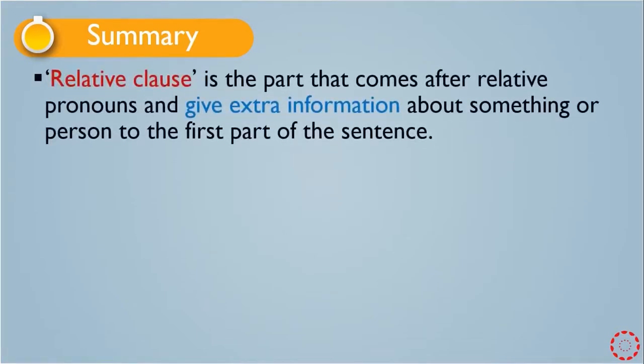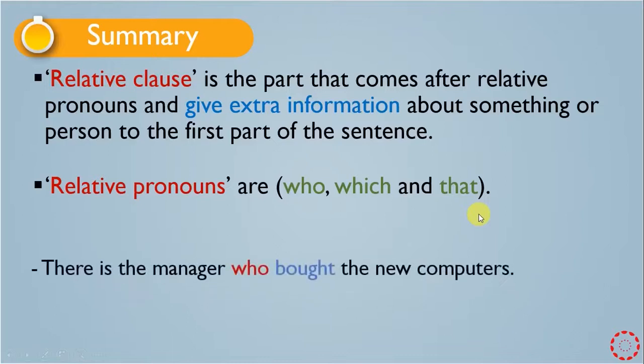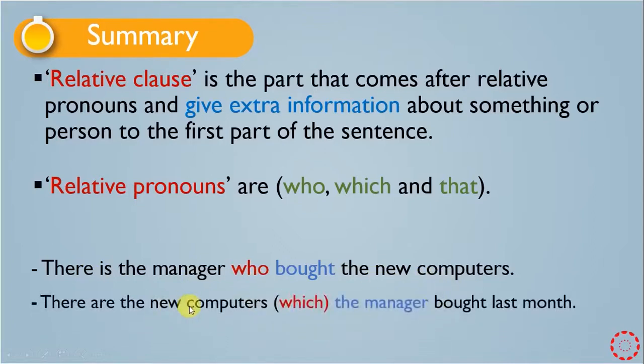The summary, what we have learned today. We say a relative clause is the part that comes after relative pronouns and gives extra information about something or person in the first part of the sentence. And we use these relative pronouns to combine these two sentences, which are who, which, and that. And also here we have examples: there's the manager who bought the new computers, and there are the new computers which the manager bought last month.